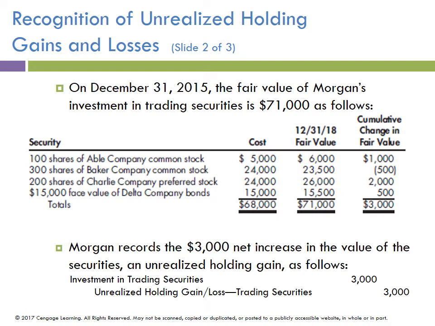So the journal entry would be a debit to investment in trading securities, increase that account $3,000, and credit an unrealized holding gain or loss on trading securities. And the important thing to remember as of right now in this book, that is recorded as an item on your income statement in the other income and expense area.